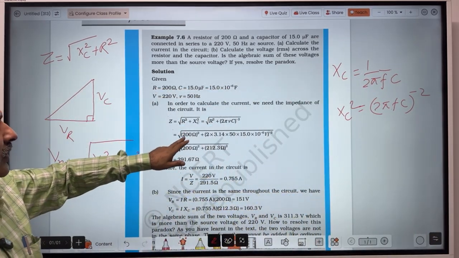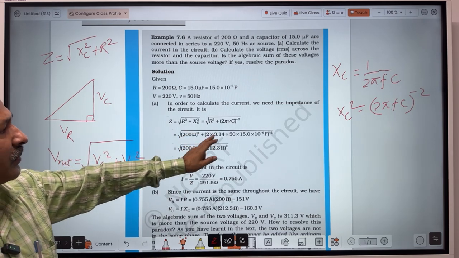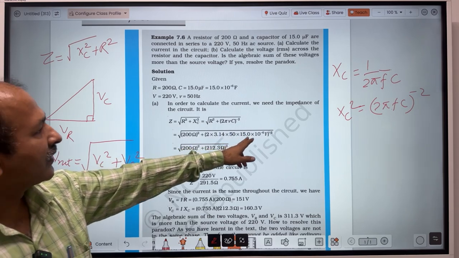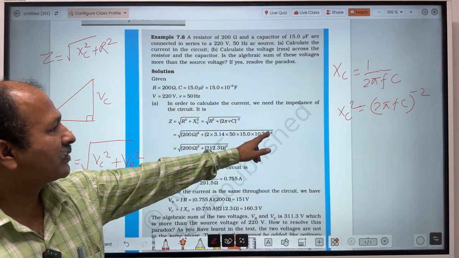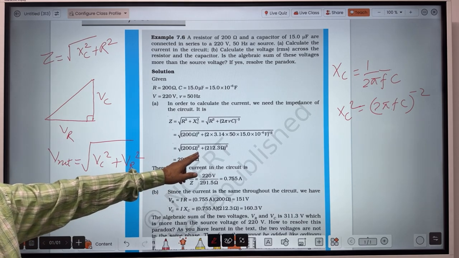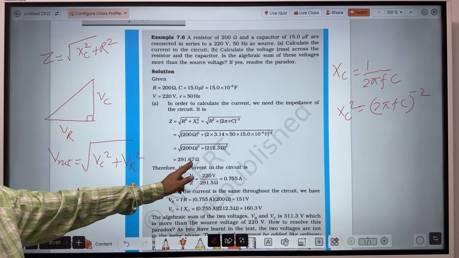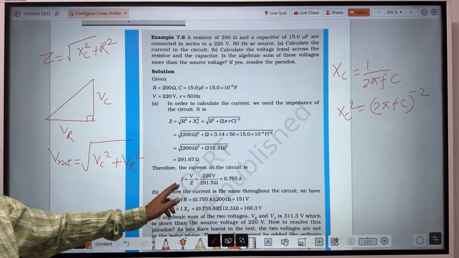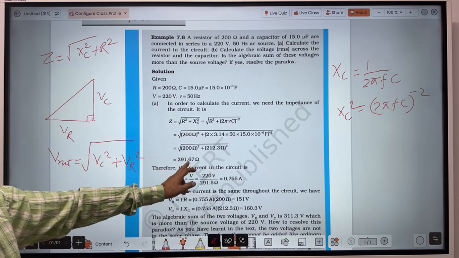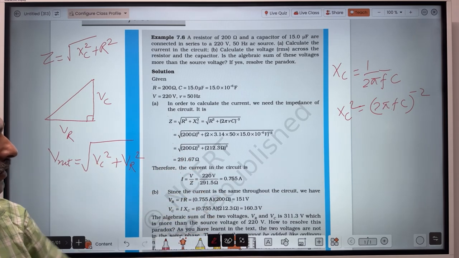Now putting values, R is given as 200 square plus, with pi as 3.14, 1 upon (2 pi into 50 into 15 into 10 power minus 6) whole square. If we simplify, we will get 200 square plus 212.3 square, that comes out to be 291.67 ohm. Now we can find the current. So voltage is given as 220 divided by Z, meaning impedance is 291.67.